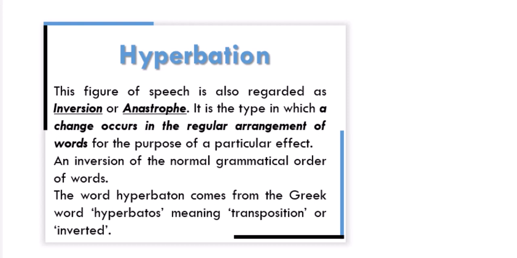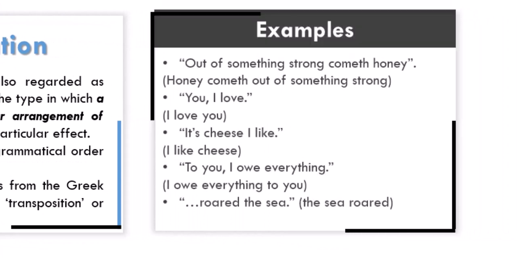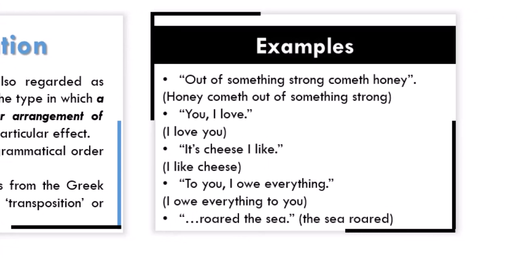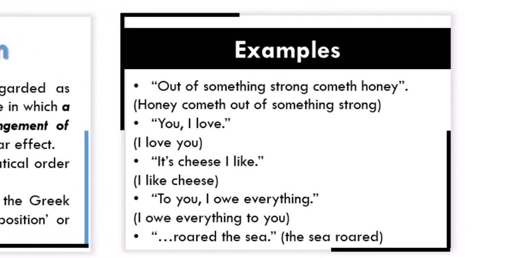The word hyperbaton comes from the Greek word hyperbatos, meaning transposition or inverted. So let's take a look at some examples. Out of something strong cometh honey. It should have just been honey cometh out of something strong. Okay, so we've actually had a rearrangement of the normal regular arrangement. You, I love. It should have just been simply I love you. It's cheese I like. Simply I like cheese.